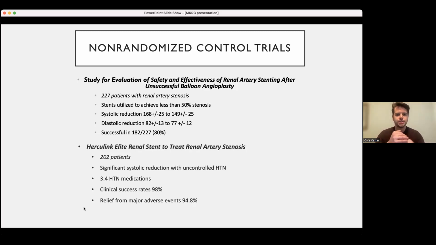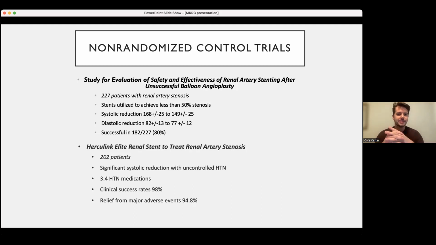So 227 patients with renal artery stenosis were in the study, and they wanted to achieve 50% stenosis or less. Among these 227 patients, 182 patients were successful, reducing their systolic blood pressure from 168 to 149, and diastolic from 82 to 77. As you can see, renal stenting through revascularization is a very successful technique if you qualify and you have severe stenosis. The second study used in support was the Herculink Elite Renal Stent to treat renal artery stenosis, and this looked at 202 patients.